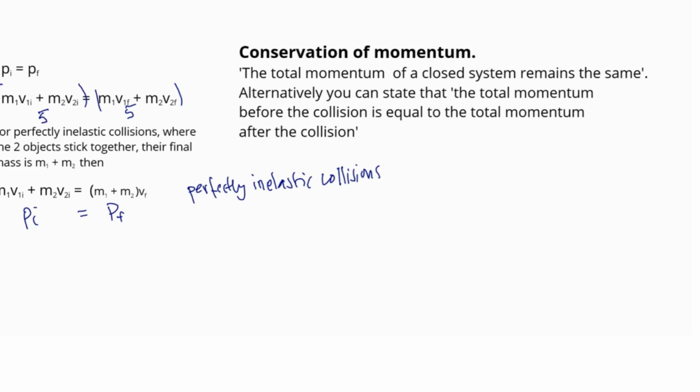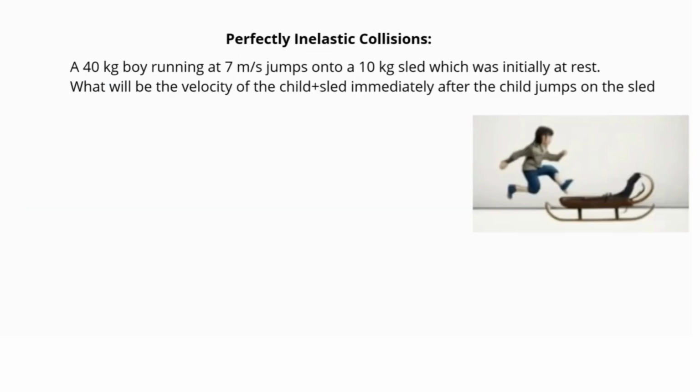Well, let's go ahead and take a look at a couple of these and see how we would employ them. So we have a boy running onto the sled, and if you've done this on a skateboard or on a sled, you know that once you jump on it, the sled and you are both going to be moving in the direction in which you were running. So again, we use the same thing. We'd say, okay, m1 v1 plus m2 v2 is going to equal (m1 plus m2) v final.